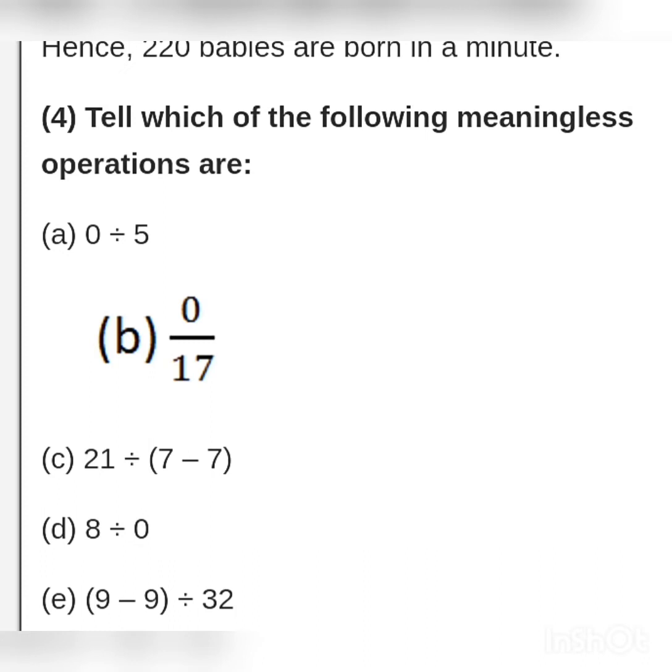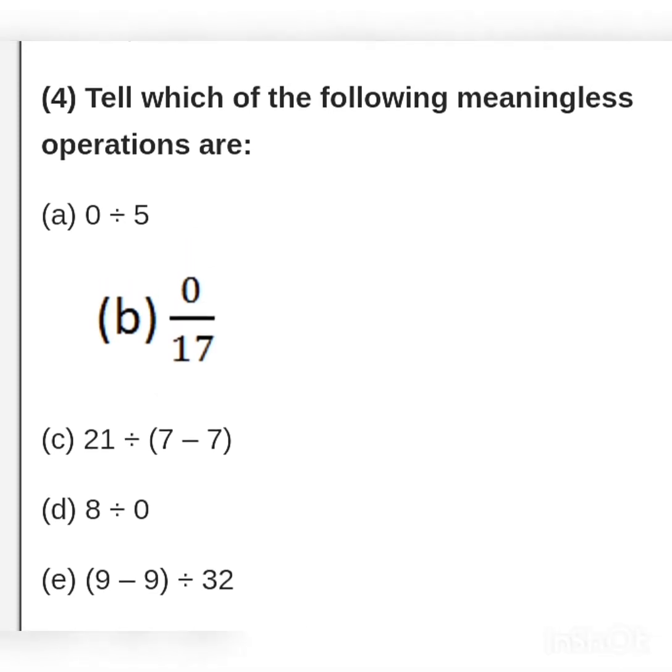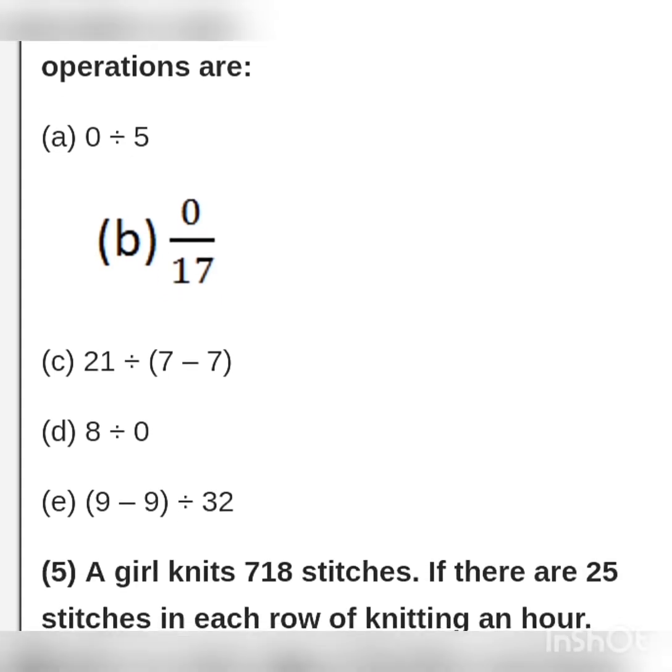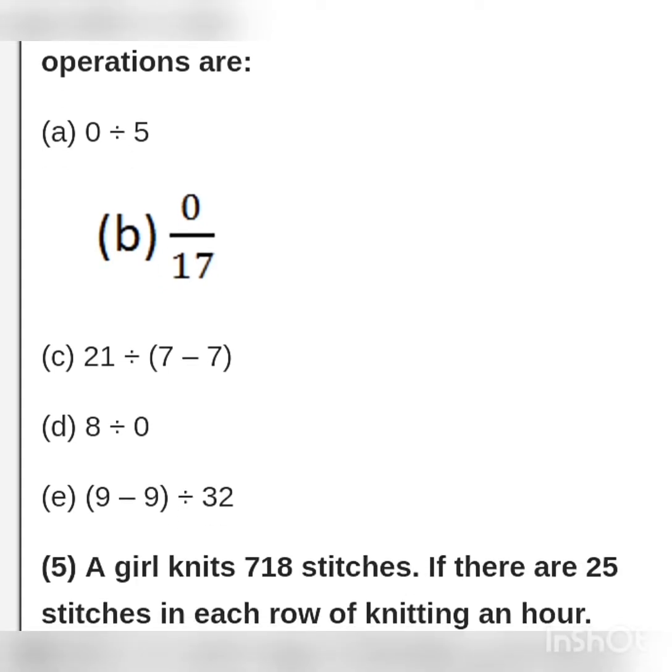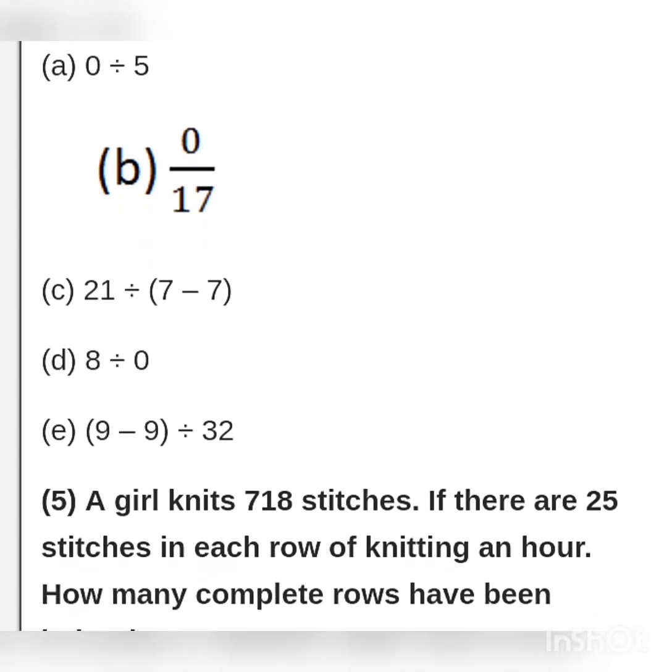So what will your total be? What we will do is, 13200 is given here, you divide it by 60, and you will get the answer 220. So hence 220 babies are born in a minute. 220 babies are born in 1 minute. Okay, born. Okay, so tell which of the following are meaningless operations.